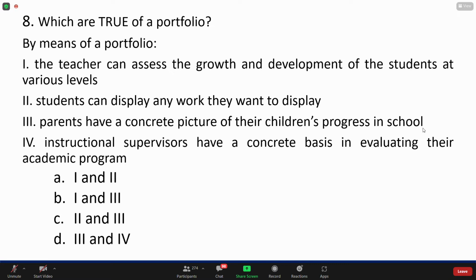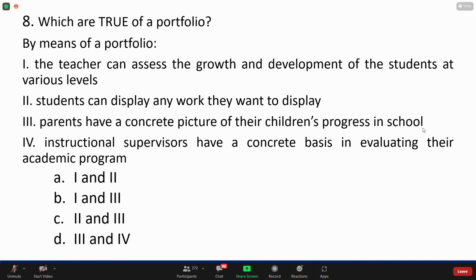1, the teachers can assess the growth and development of the students at various levels. 2, students can display any work they want to display. 3, parents have a concrete picture of their children's progress in school. 4, instructional supervisors have a concrete basis in evaluating their academic program.